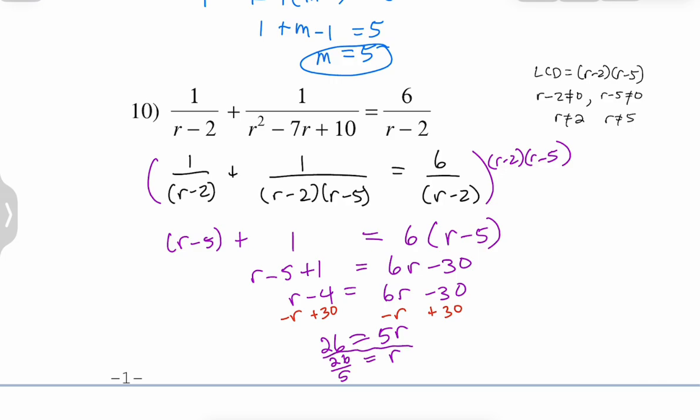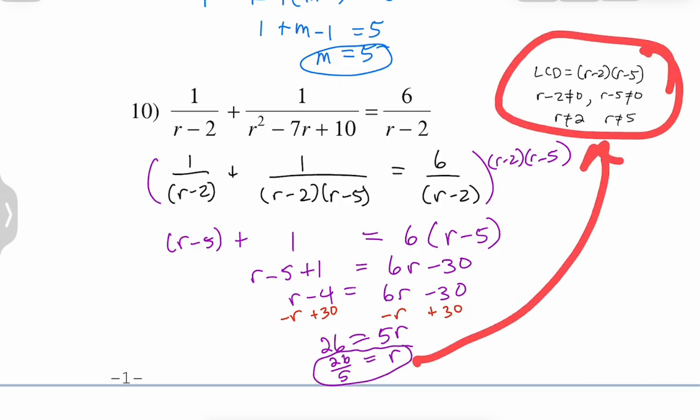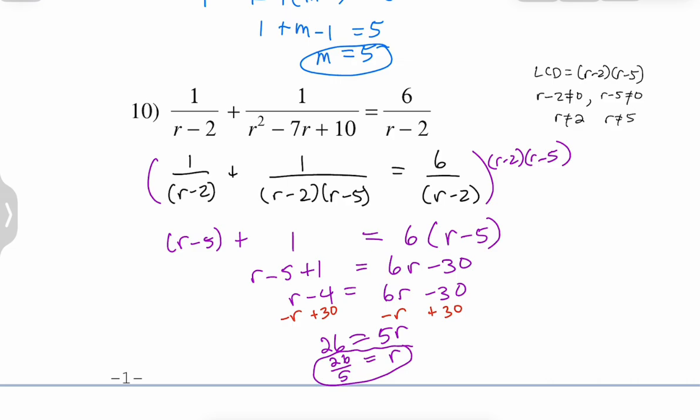Now, if we compare that with our excluded values of 2 and 5, that's not an excluded value. 26 over 5 is just our answer. Leave it alone. That is what it is. Okay. I'm just checking to make sure. Normally they come out a little nicer than that. Okay, anyway, that seems okay. So that is problem number 10.